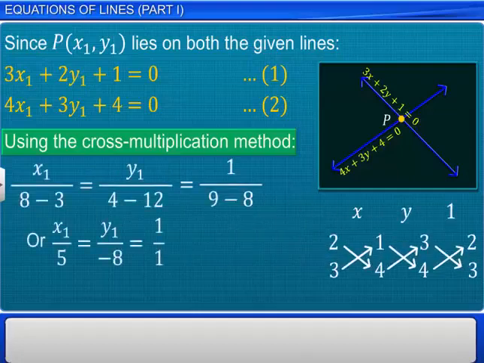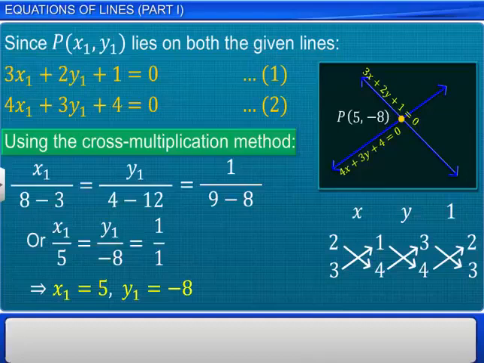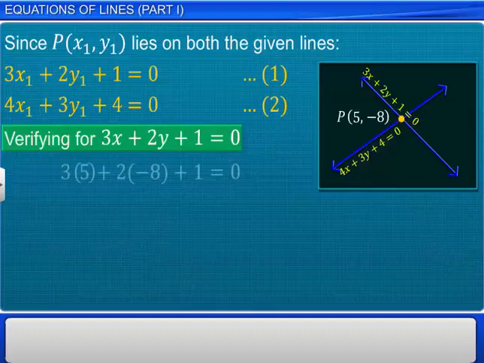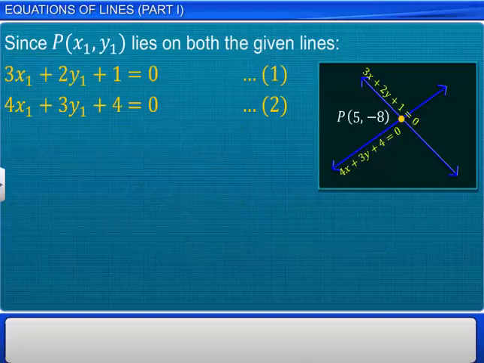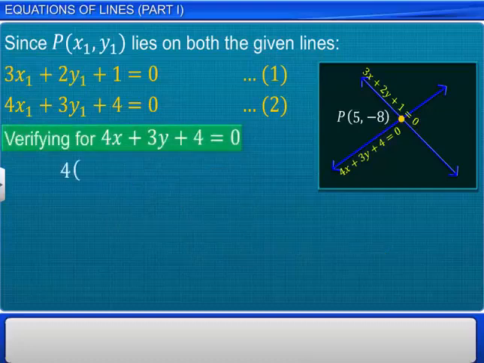Let us verify whether the coordinates of P, 5 and -8, satisfy the equations of both the lines. Substituting the coordinates of P in equations 1 and 2, we observe that the equations are satisfied.